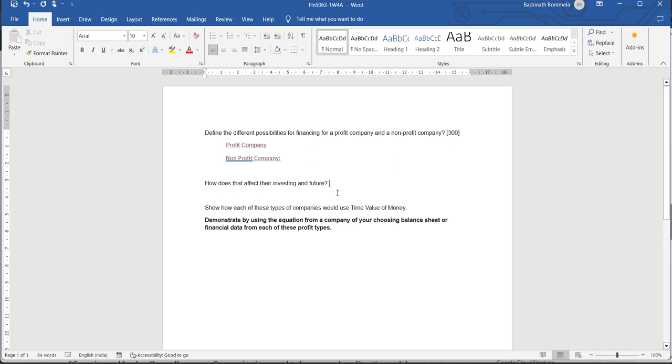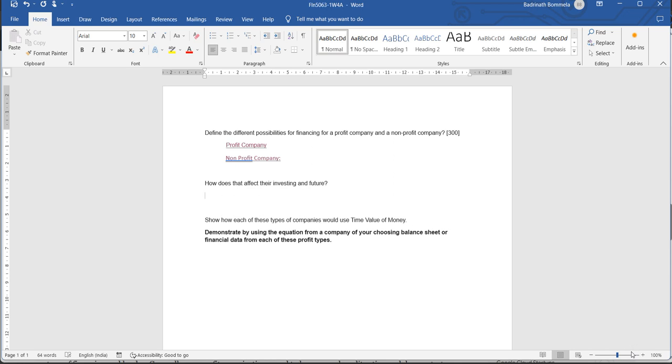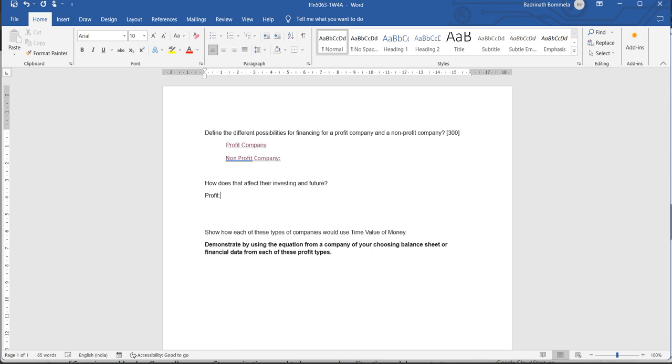Now, whatever option you take, for example for a profit company, you might have selected different options, right? For each option, what kind of impact will it create for the organization? For example, when we raise debt or equity, or if we take a loan, we will be using it for investment related to the organization.